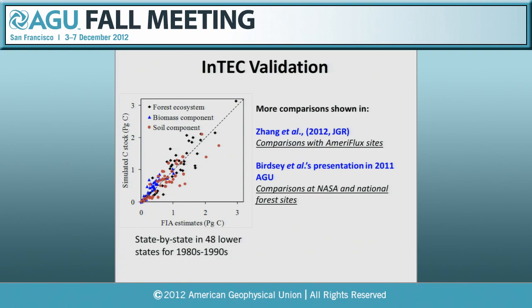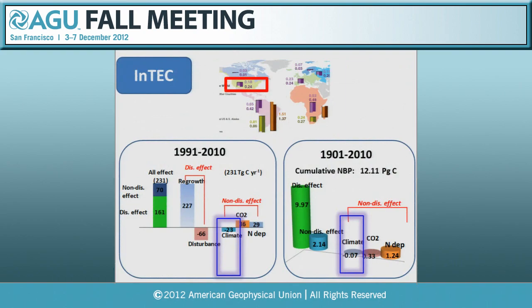Before I go into the results, I'd like to assure you that we paid some attention to validation. These are the results, state-by-state validation for the soil and biomass components. They are reasonable. We also have quite extensive validation against the tower flux data year by year. This was published in JGR earlier this year. And now I can jump into the results.